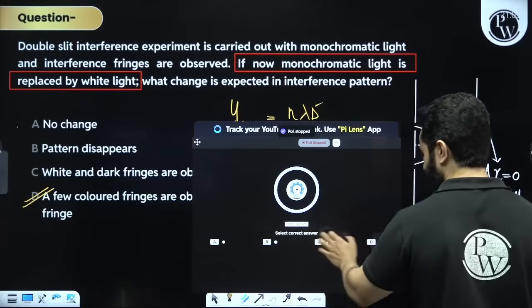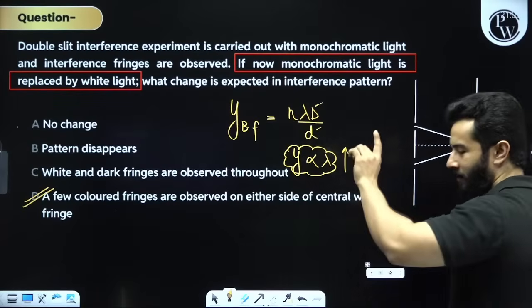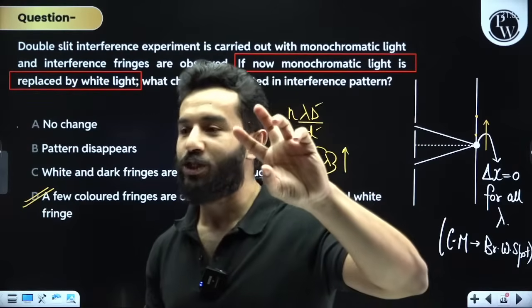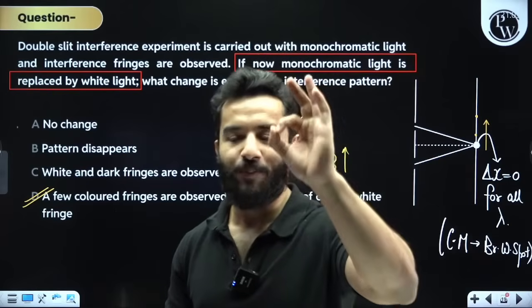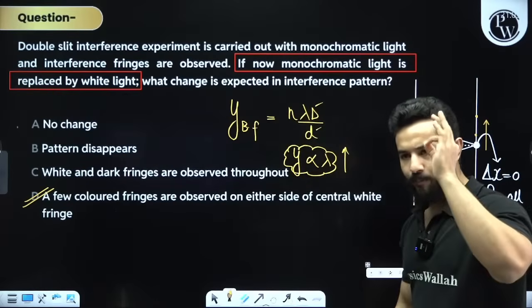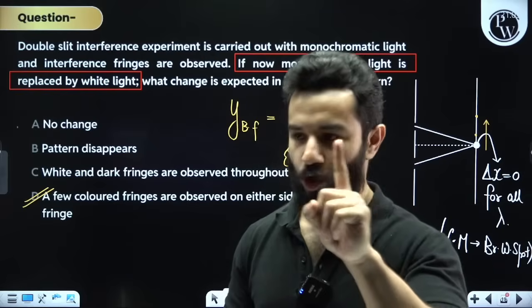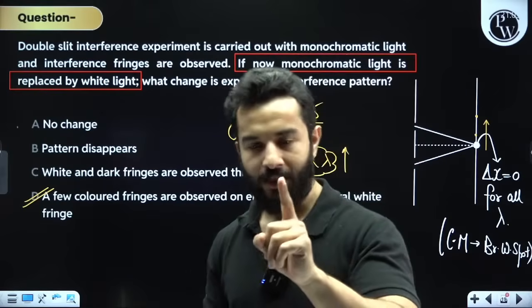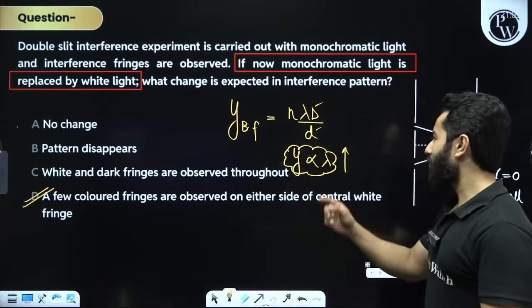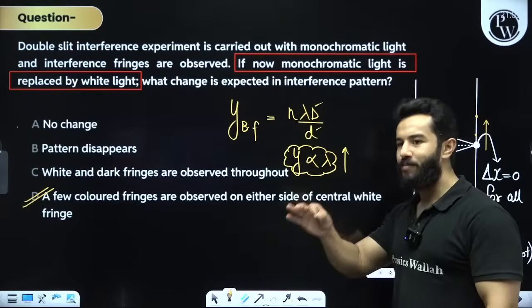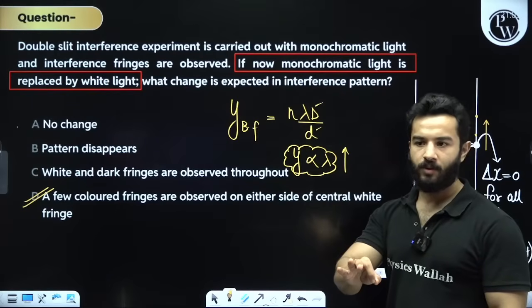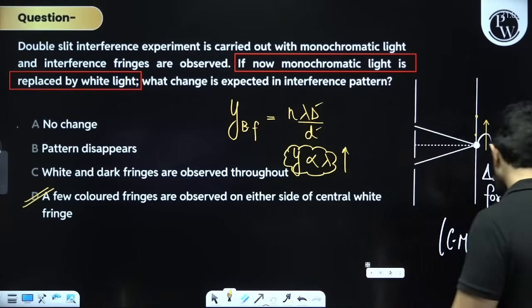The first bright fringe will be of which color? Violet, not red, violet, right? Because wavelength is minimum for violet, so y will be minimum for violet. Got it? Moving on to the next question.